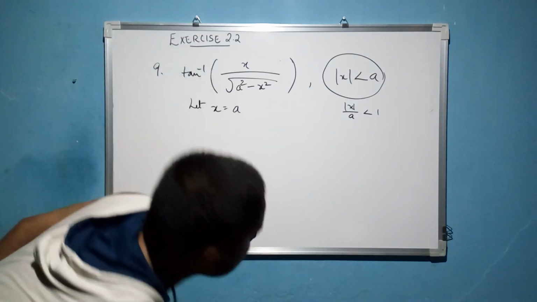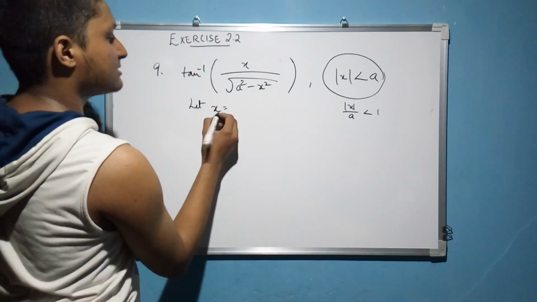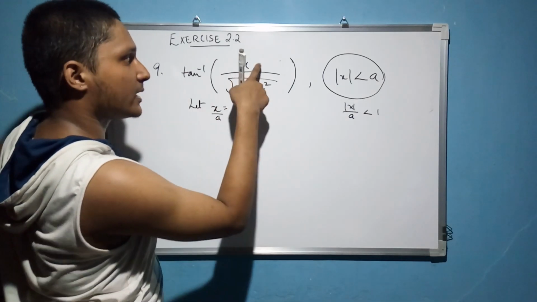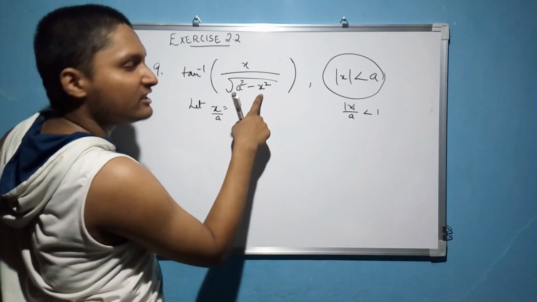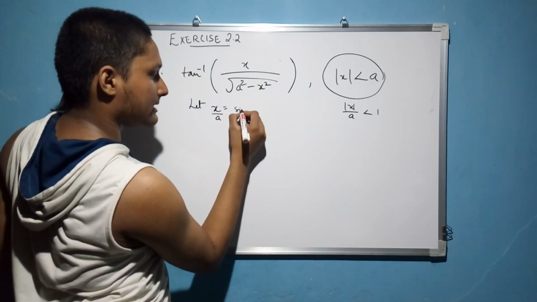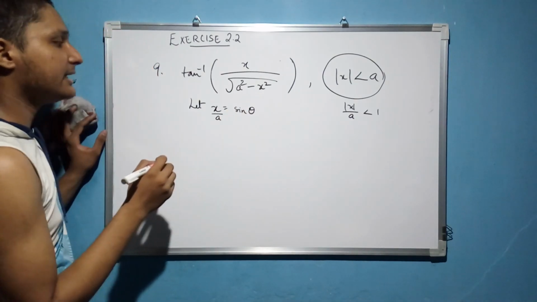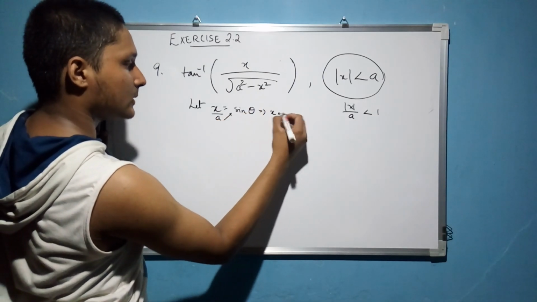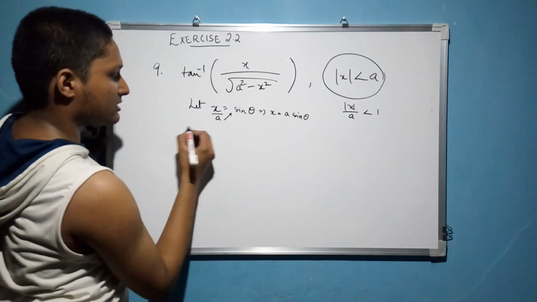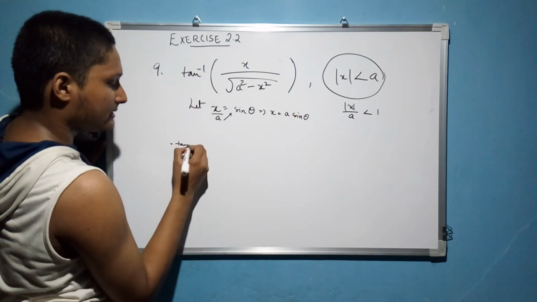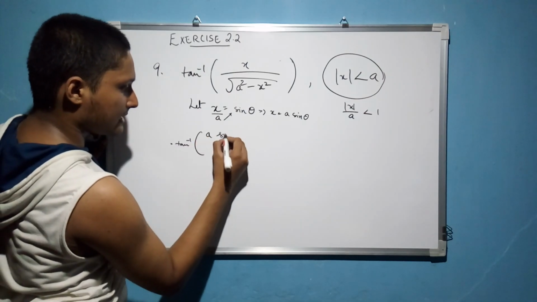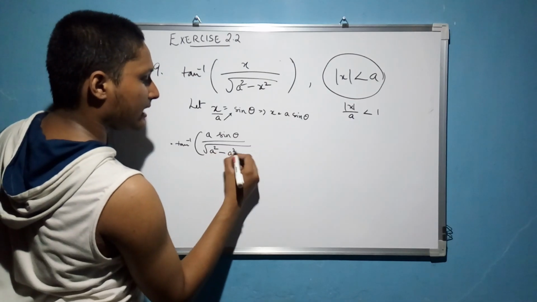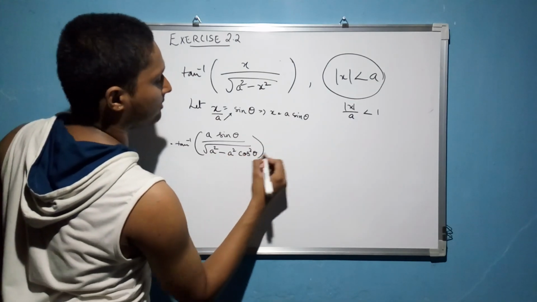Or I am going to substitute x by a to be sin x or cos x. Better I'll substitute sin, because I'll get sin in the numerator, and here I'll get cos. So I'll take sin theta here, that is x is equal to a sin theta. This thing I'm going to substitute, so this becomes tan inverse a sin theta divided by root of a square minus a square sin square theta.